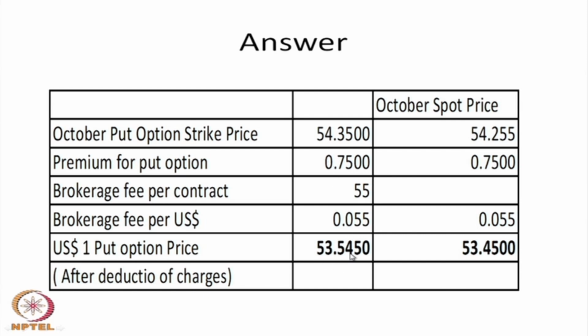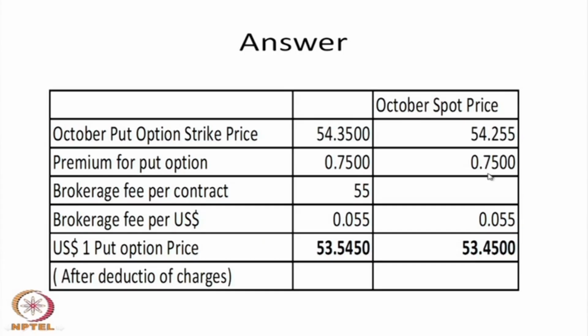So, 53.54 you are getting if you exercise the put option and sell your dollar after October month. The option seller will give you the strike price, but in the October spot market the price is 54.25, and since it is a put option you have to pay the premium of 75 paisa even if you do not exercise. Similarly, you have to pay the brokerage fee. So, if you minus this, then you are getting 53.45.